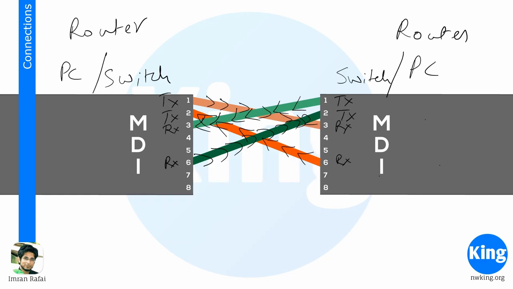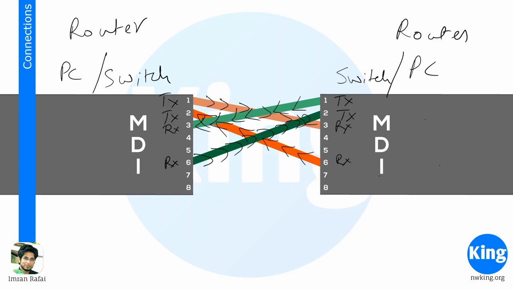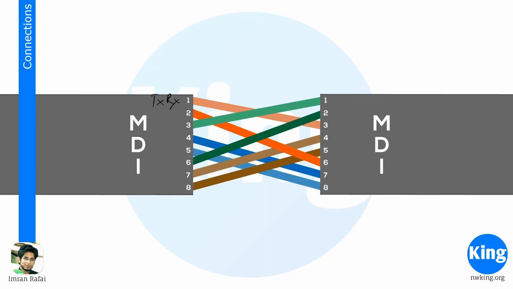We looked at the previous one, those 1, 2, 3, and 6 exactly is the same. 4 and 5 goes to 7 and 8, and 7 and 8 goes to 4 and 5. That's all that is new, right? So in your fast Ethernet and Ethernet, you really didn't care about those cables. Normally, you connect all those cables, but you don't care about them because they are not used. But if you're doing gigabit Ethernet or 10 gig Ethernet, those cables are used.